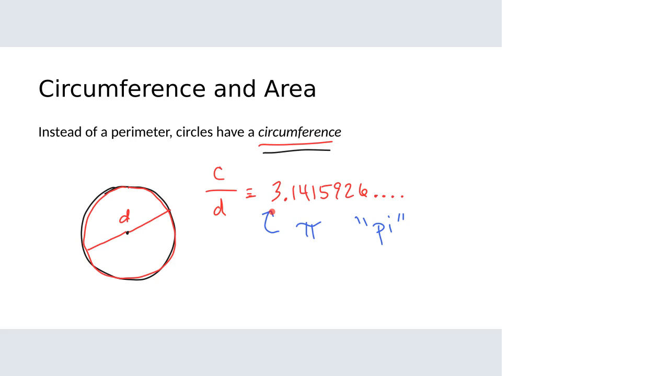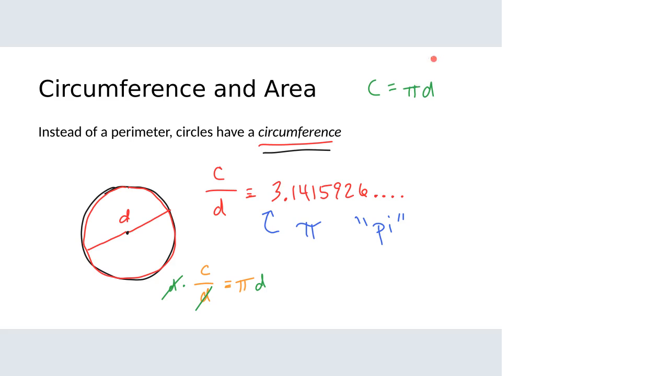Pi comes up in the formulas we're going to use when we find the circumference and area of a circle. When we want to find the circumference of a circle, if circumference divided by diameter equals pi, and we multiply both sides by diameter, those cancel, and I can see here that circumference is pi times diameter. So that's a formula for the circumference of a circle, pi times diameter.